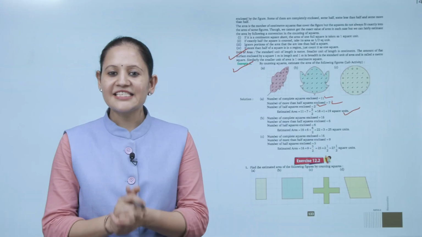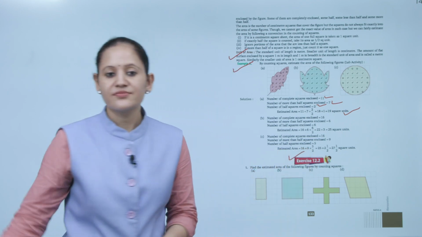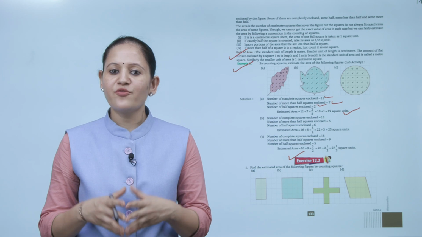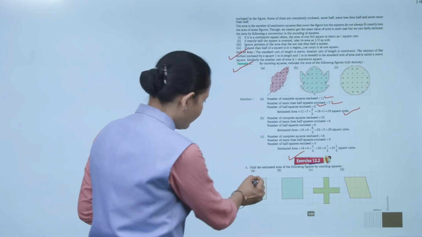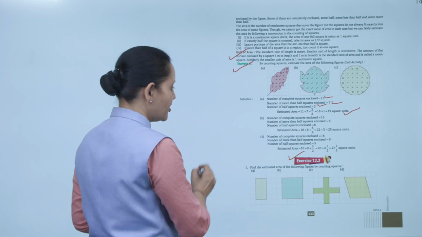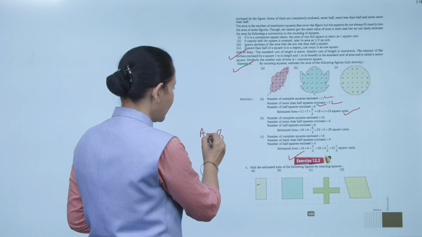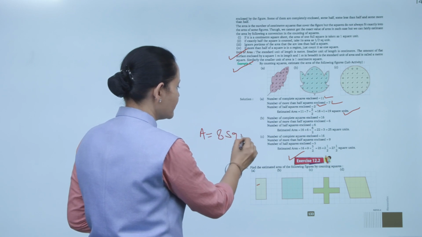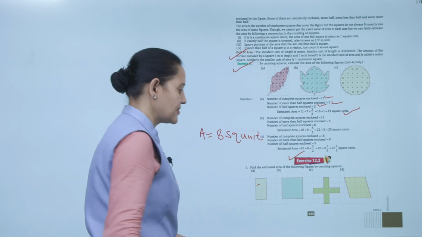Clear? Next is exercise 12.2. Find the estimated area of the following figure by counting squares. So number of squares count करेंगे, 4 plus 4, 8. So area equals 8 square unit. Clear?